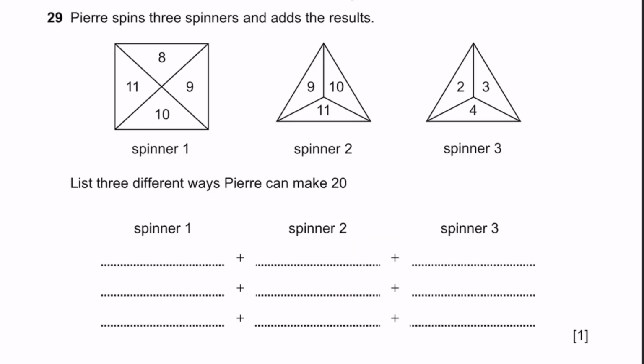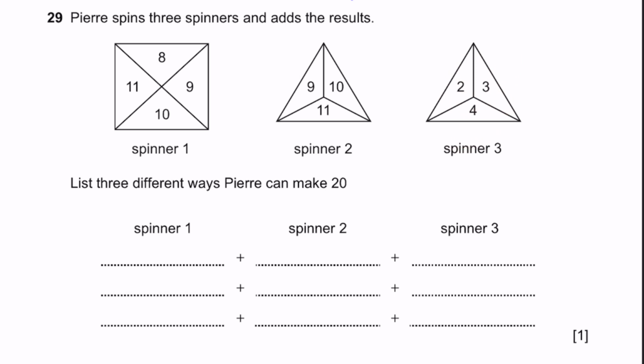Question 29. Pierre spins 3 spinners and adds the results. So spinner 1 has the numbers 8, 9, 10, 11. Spinner 2 has 9, 10, 11. Spinner 3 has 2, 3, 4. List 3 different ways Pierre can make 20.